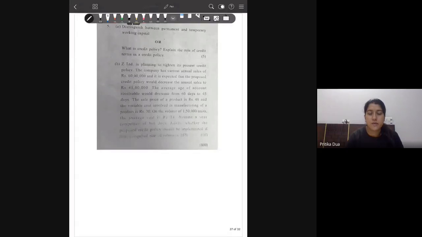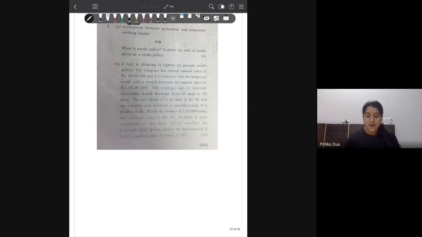in the last year's paper. So the first part is a theory part, and the second part is a practical of 10 marks on evaluation of credit policy. So let's try and attempt this question.